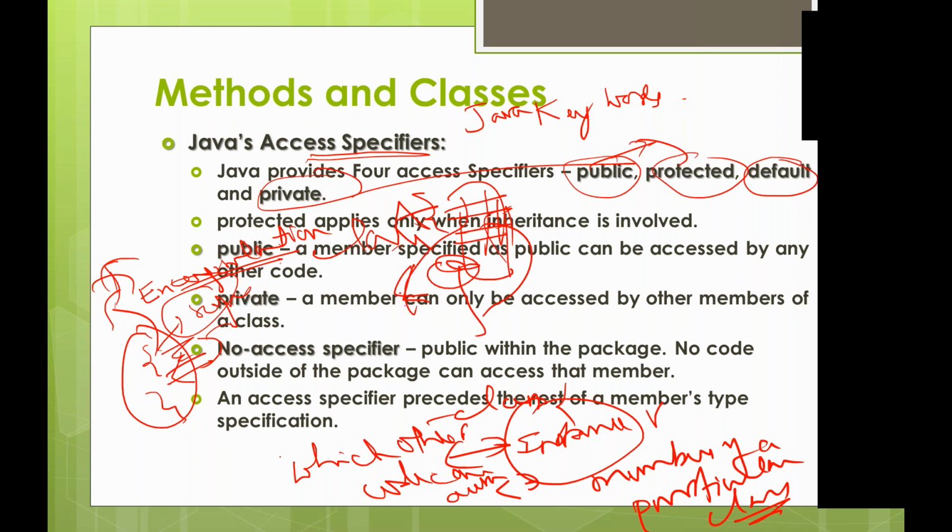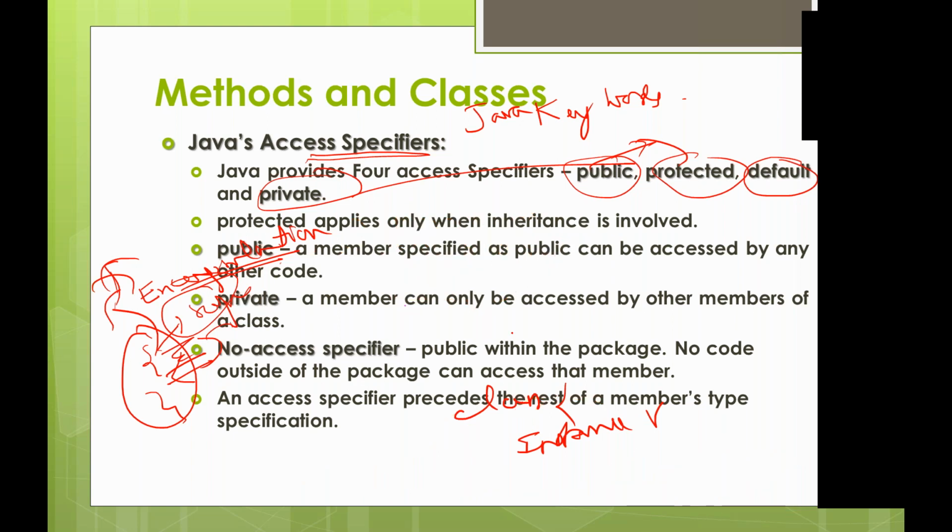Assume that class A is one thing. There may be situations where you want to expose instance variables or methods to other pieces of code, that is your other classes. Say, for example, let me take an example.